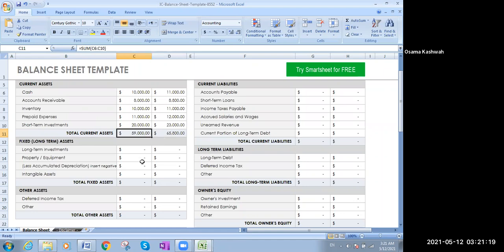total current assets. Now we'll move on to the fixed assets because we said the balance sheet consists of the current assets and fixed assets and other assets. So the second part will be the fixed assets. Now we'll move on to the long term, like we say here as an example, 100,000, let's say. And the equipment is 50,000. And the accumulated depreciation is 10,000.